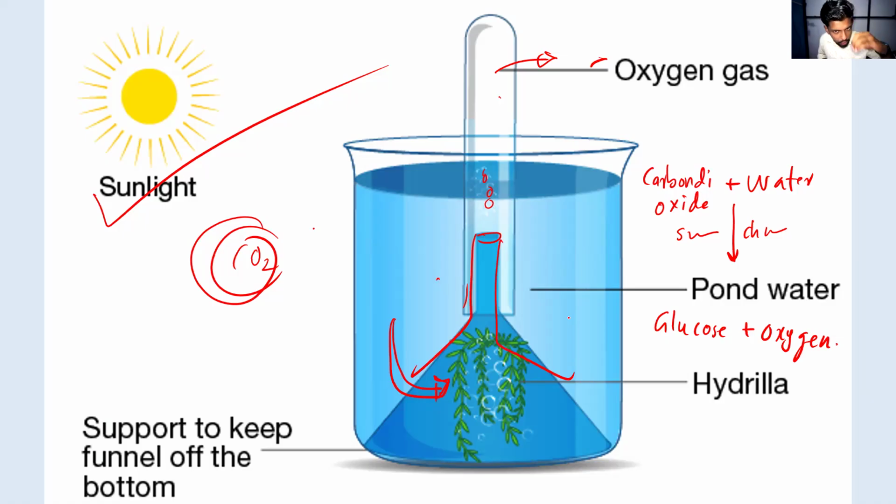Conical flask is used to hold the test tube. We want to hold the test tube, right? Who is going to hold the test tube? The conical flask. And the second reason, look at the picture here. All the oxygen gas is collected by the conical flask and it is collected in the test tube.